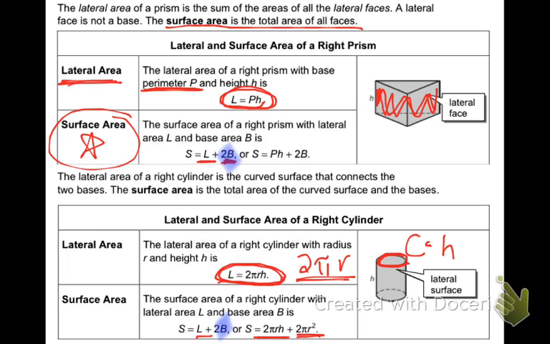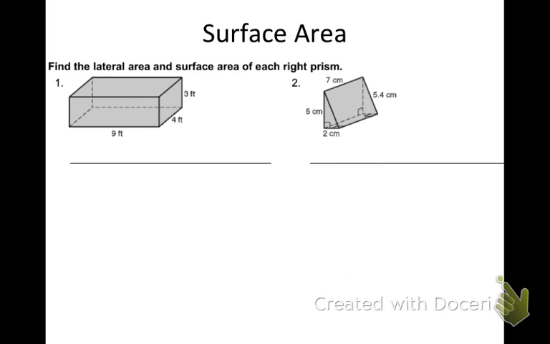So again, we're focusing on surface area of a right prism and a right cylinder today. Let's look at number 1 here. I want to find the lateral area and surface area for each prism. First I want to find the lateral area. Remember, lateral area is the perimeter times the height. As I look at this prism, I want to find the perimeter of the bottom.